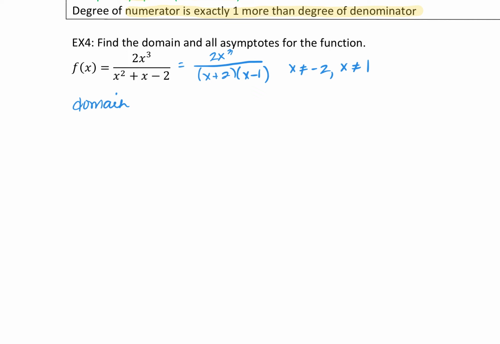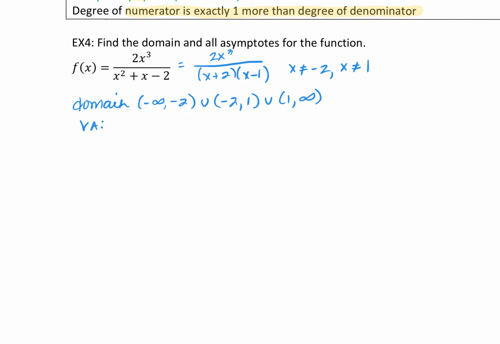which again tells me how many pieces I'm going to have to my graph. Negative infinity to negative 2, I'm going to have one graph there. Union, negative 2 to 1, another piece of my graph. And then the last piece from 1 to positive infinity.